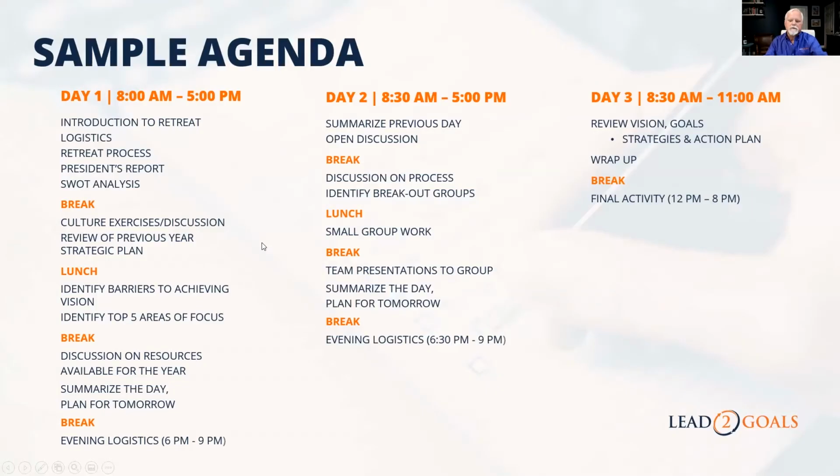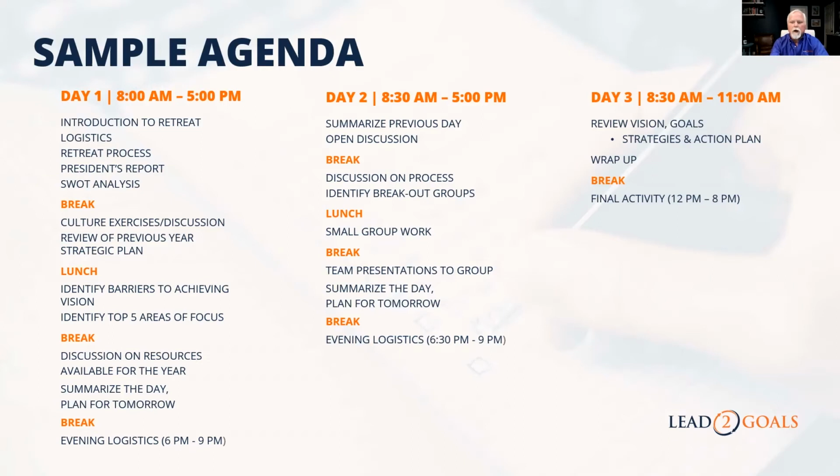So here's a sample agenda. We're going to talk a little bit about process right now. This happens to be a 2.5-day retreat agenda, and day one, the first half of the day is all about stuff that people think might not matter, but it does. And in this, first we tell everyone what's going to happen. The president, the CEO gets up and gives a little report on what they see.